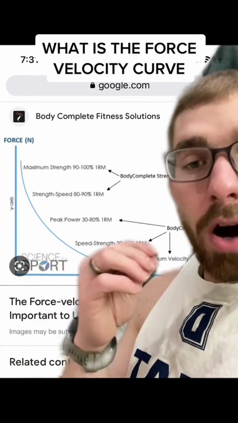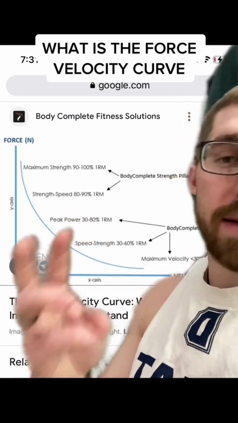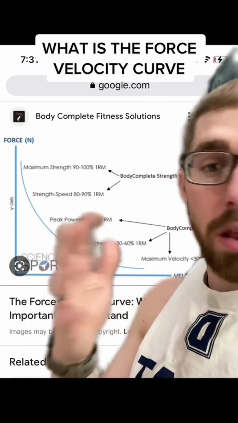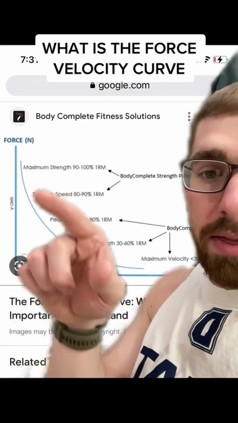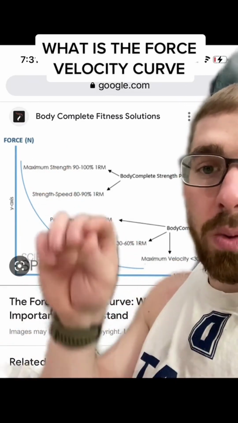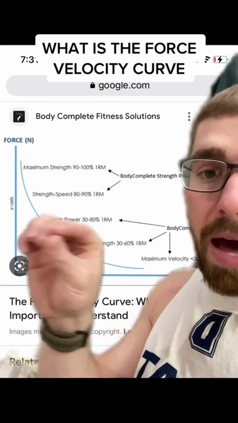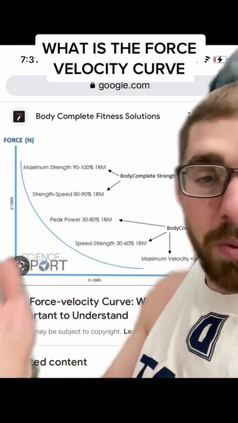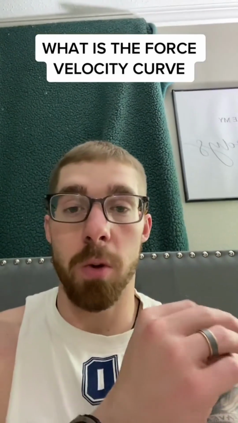So I will rotate all of our primals, bench, squat, deadlift, cleans, X, Y, and Z, lunges, step-ups, and rotate them through each one of these blocks so you hit squats for strength, power, hypertrophy, velocity, X, Y, and Z. Hope this helps explain the force velocity curve.